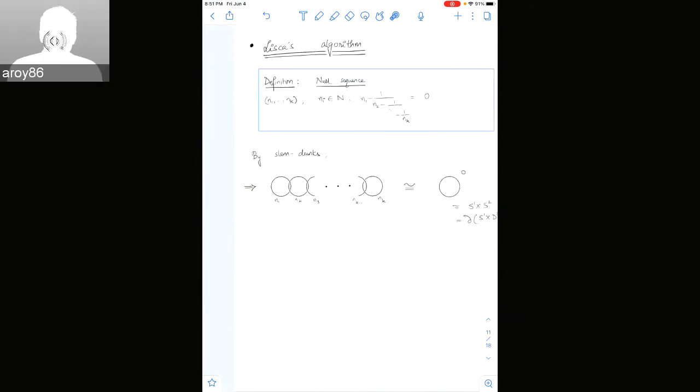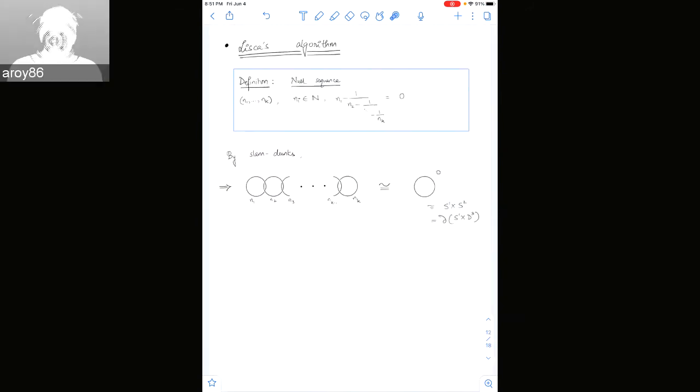Let us now revisit Liska's algorithm to describe the fillings of universally tight lens spaces. For this, we need a few definitions. The first definition is that of a null sequence. A null sequence is a continued fraction whose value is 0. As an example, we'll say that 1, 1 is a null sequence because 1 minus 1 is 0. Another null sequence is 1, 2, 1.